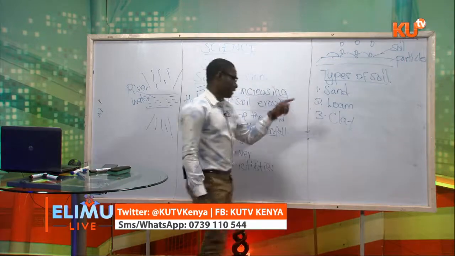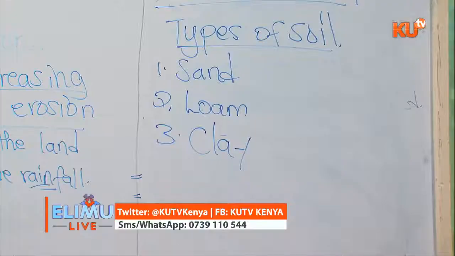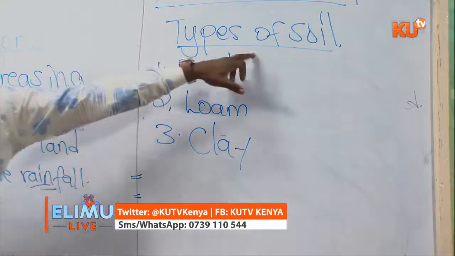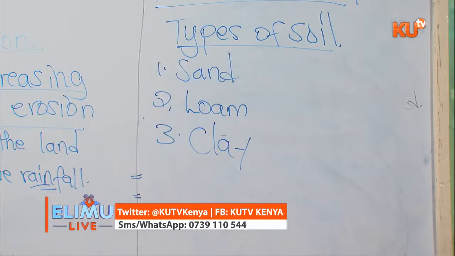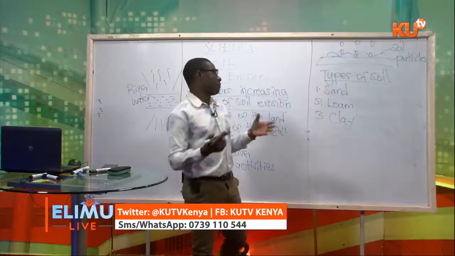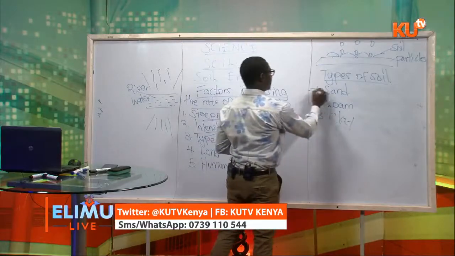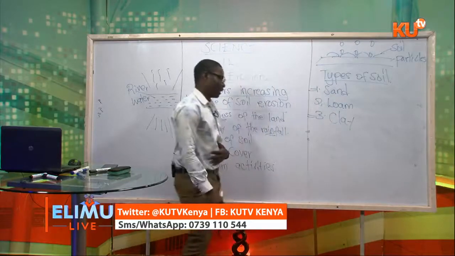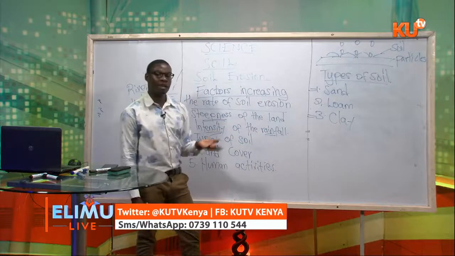Now, these 3 types of soil determine the rate of soil erosion. It determines the rate of soil erosion because we look at the soil structure. How is the soil compacted? Now, based on that, we concentrate on these 2 types of soil. So we have sand soil and we have clay soil.